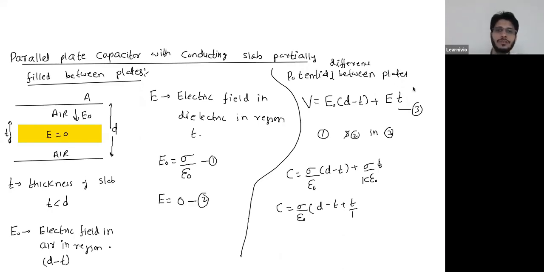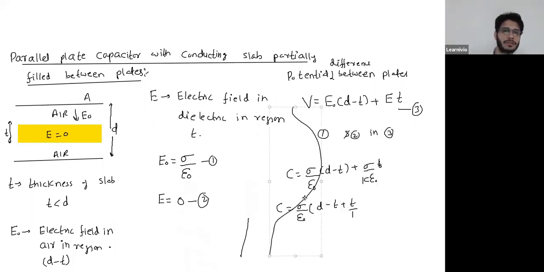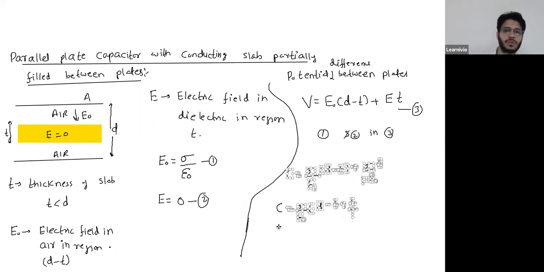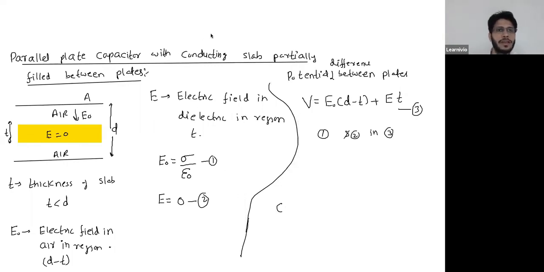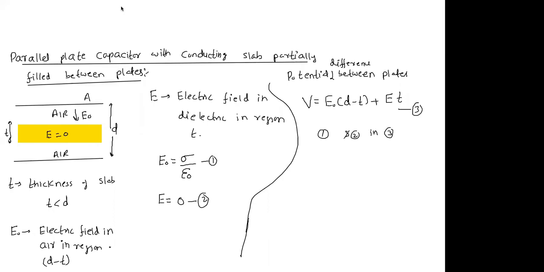Just solve this calculation, and I need the final result. Please don't make any mistake now. The same calculation, instead of E, just substitute zero. Calculate the net capacitance and report your answer in chat. No, Fatma, only E will be zero. There is still some electric field in air, which is in the region D minus T.